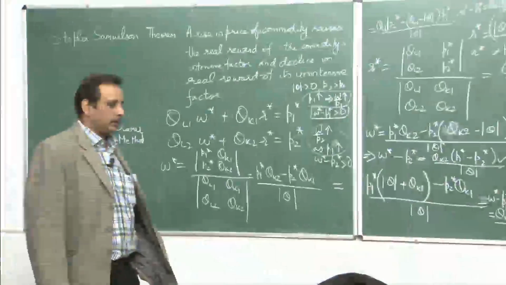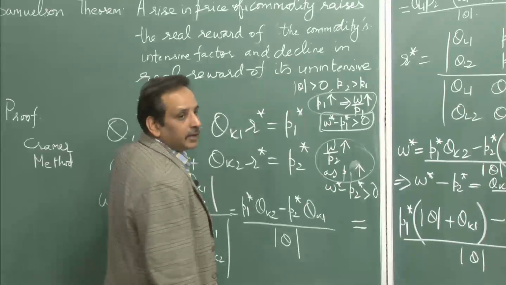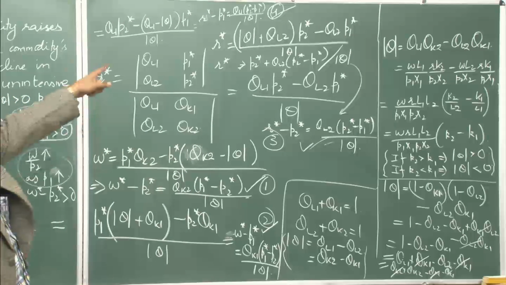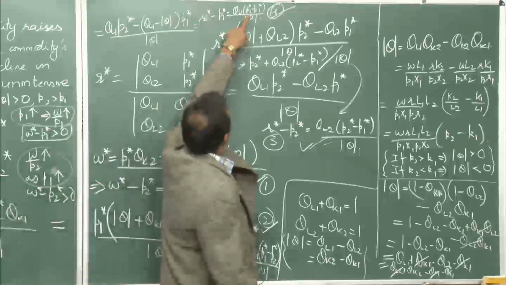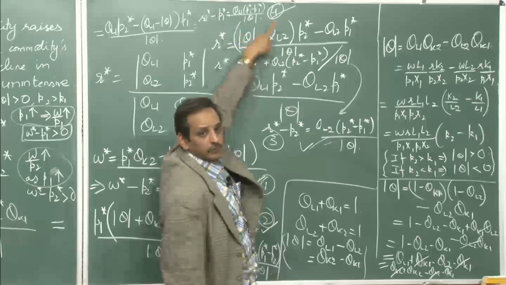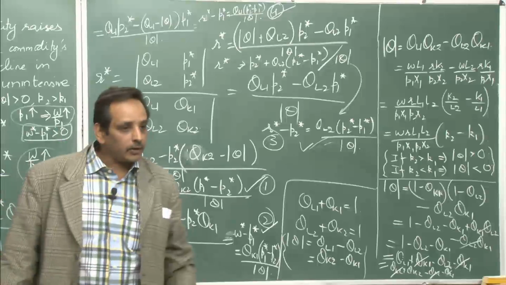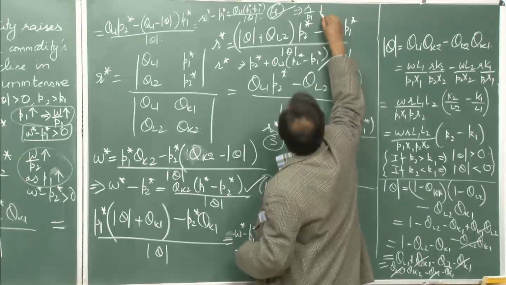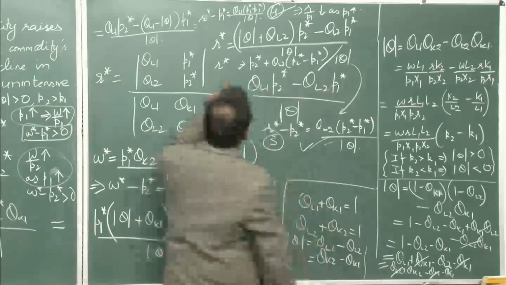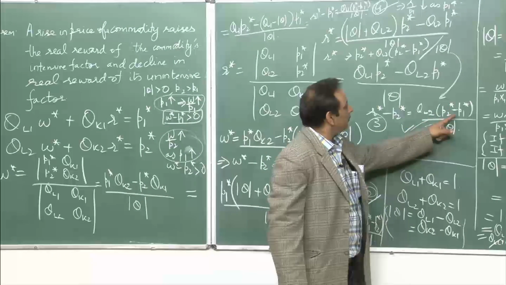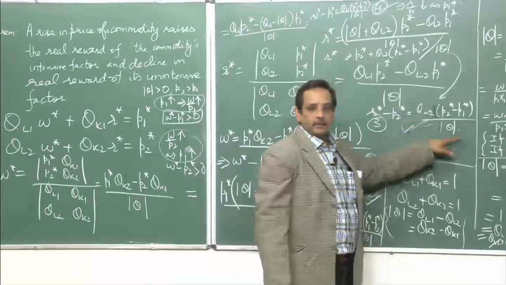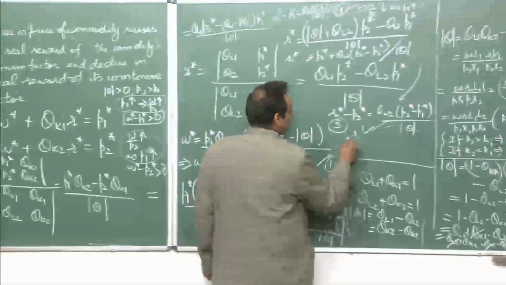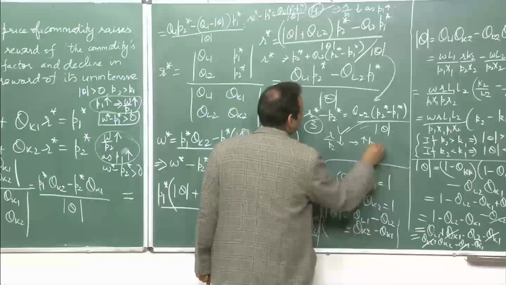But there is something in addition to this. There is a decline in real reward of its unintensive factor. Now you need to look at equation 3 and equation 4. Now what happens if P1 goes up? If P1 goes up, there is no change in P2, this is negative. So R star is less than P1 star. So what does it mean? R by P1 ratio goes down as P1 goes up. What about R by P2? You can see if P1 goes up, there is no change in P2, this is a negative amount. So R star is less than P2 star. So R by P2 ratio goes down with an increase in price of the first commodity.